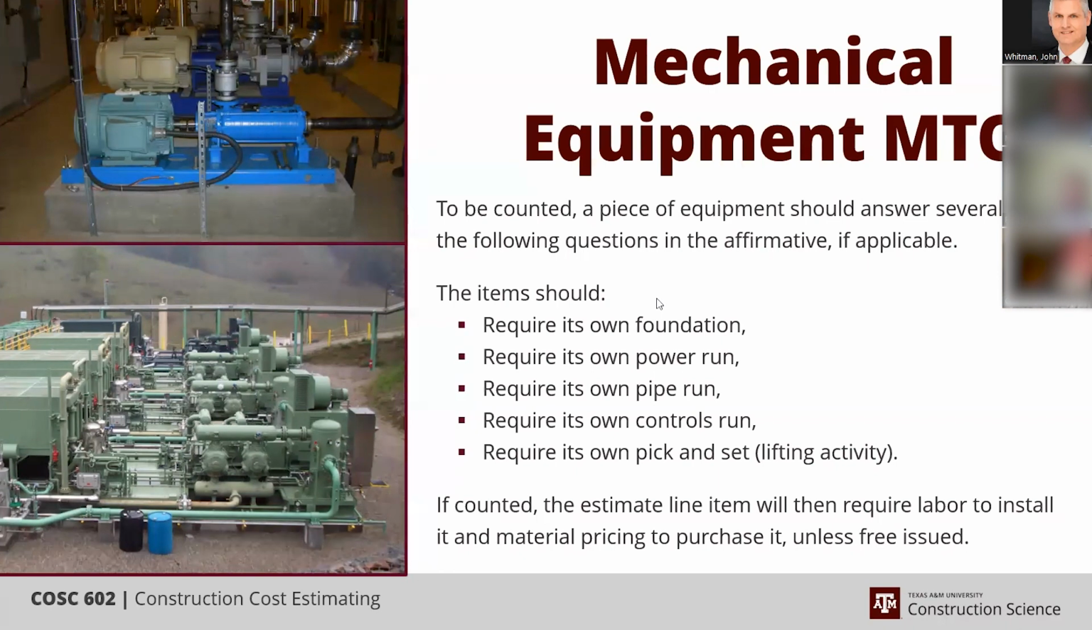So what are the rules of thumb? For it to be counted, you need to answer at least 3, if not 4 of these questions in the affirmative. Does it have its own foundation? Does it require its own power? Does it have its own pipe runs? Does it have its own controls? And is it going to be set? Is it one particular pick and set, one lift associated with it?